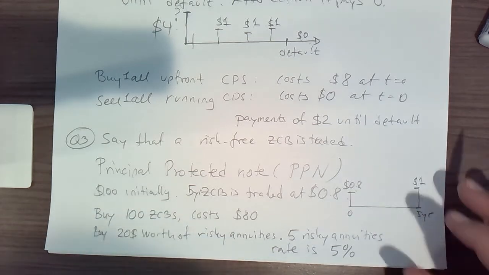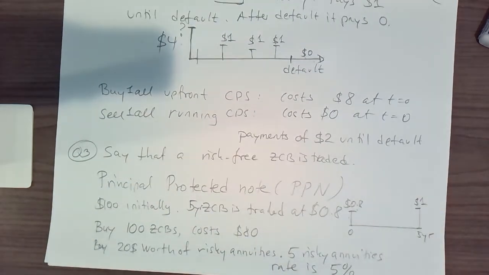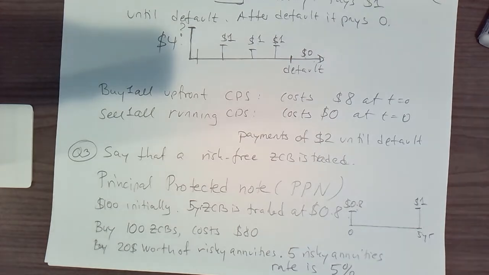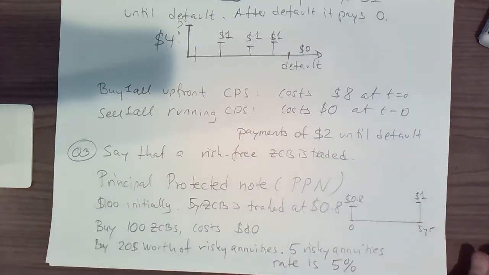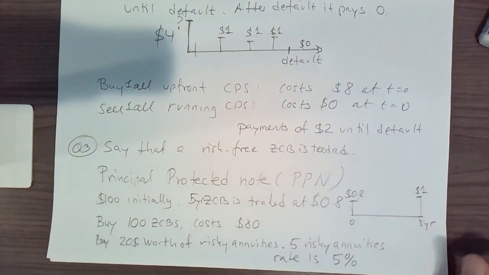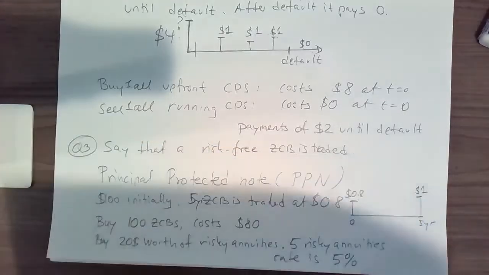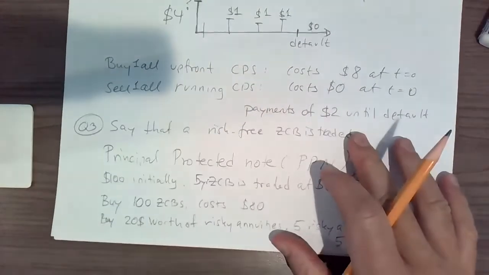And you can create such principal protected notes by trading in CDS contracts, as well as the risk-free zero coupon. Does this make sense to you guys?